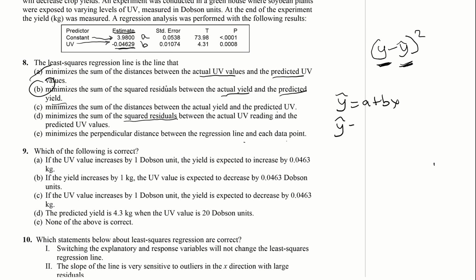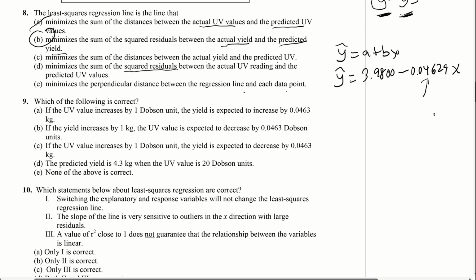So y hat equals 3.9800, of course, minus 0.04629x. Okay, so that's your regression equation. And this is your slope. And so that's saying that there is a decrease.